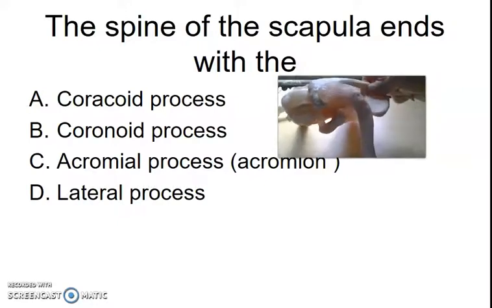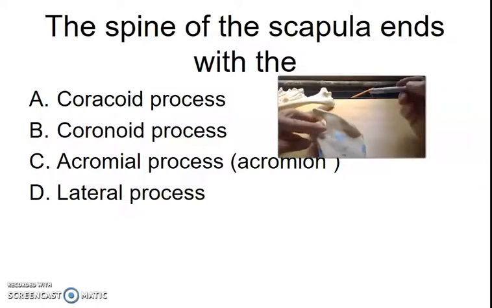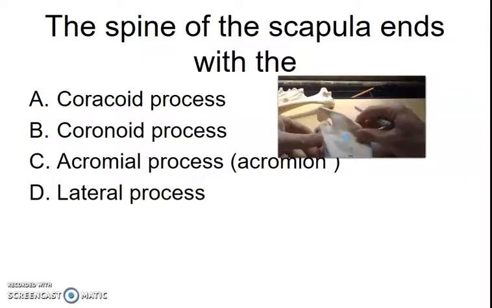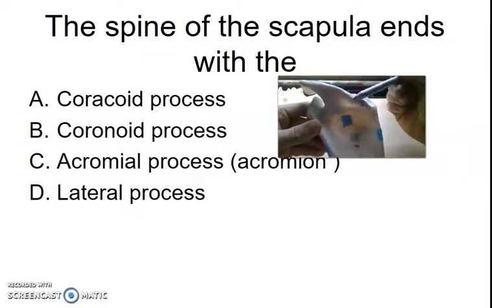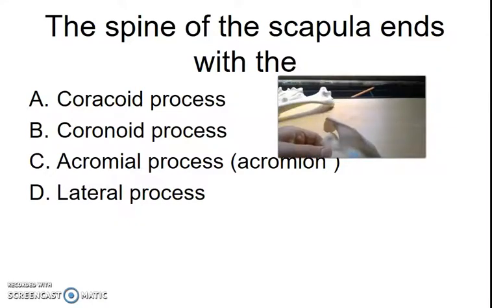So the scapula. The spine of the scapula ends with what structure? Well, here's the posterior surface. Here is the spine right here, and it ends in the acromion, or the acromial process. So that answer would be this one. It's not lateral.